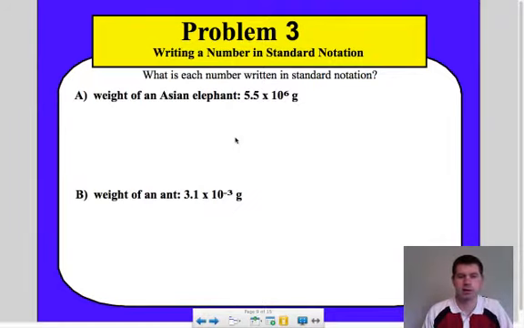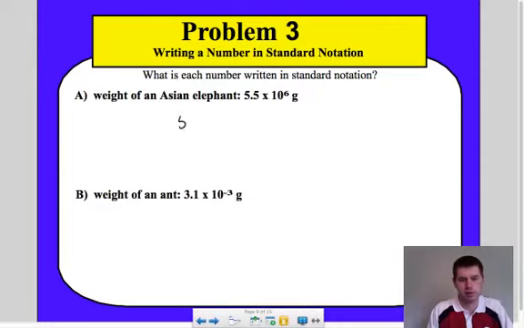Okay, well, welcome back. We're moving on to problem 3. We were talking about writing in scientific notation, so now we're going to talk about standard notation. So we have the weight of an elephant is 5.5 times 10 to the 6 grams. We want to write that in standard notation. Standard just really means to write it in a regular format that you would see pretty much all numbers.